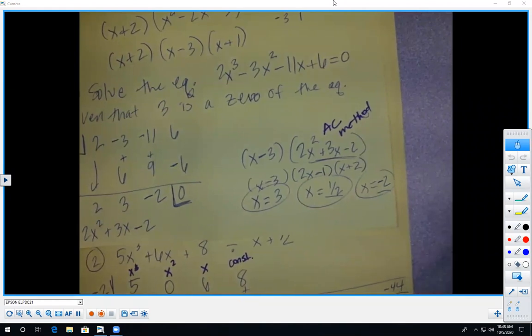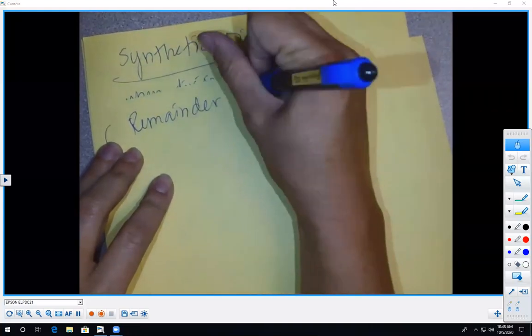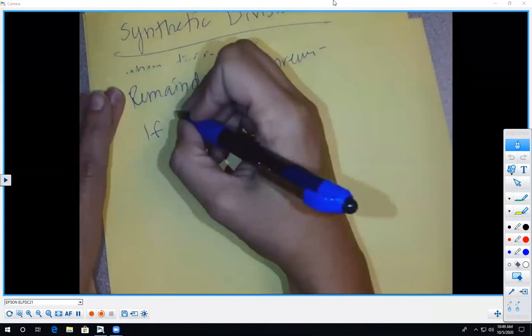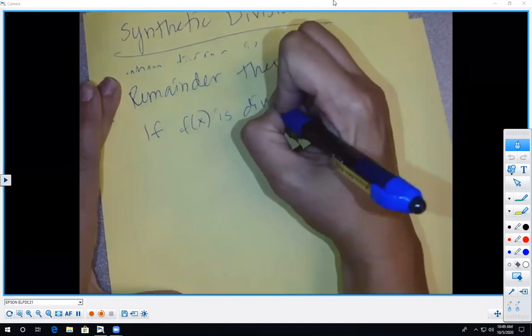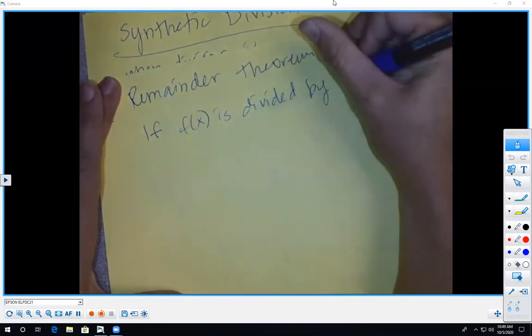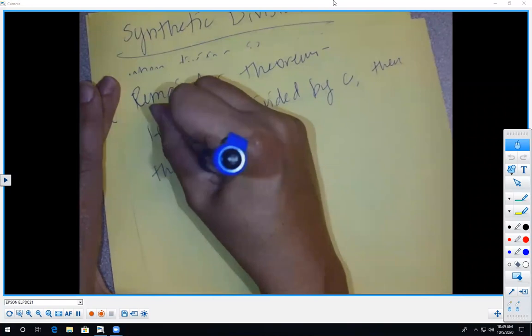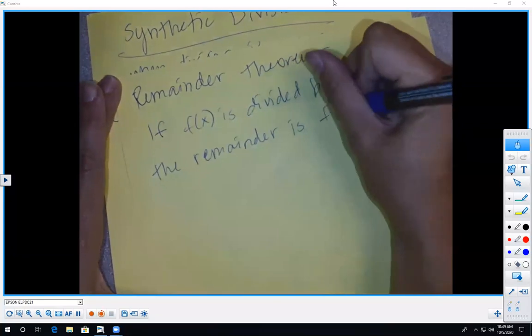Okay, I got to show you one more thing real fast. It'll literally take me 1 minute to show you this. The other thing that we use this synthetic division for is the remainder theorem. Okay, so the remainder theorem tells us that if a polynomial, so if f of x, is divided by c, then the remainder is f of c.